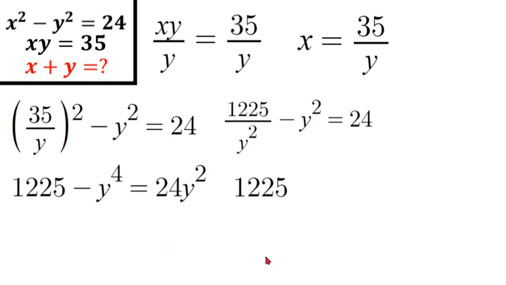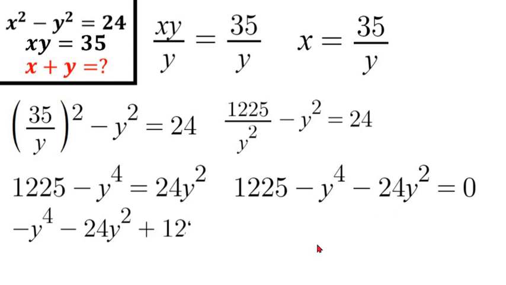Now what we want to do is move our 24y² over to the left side, so we'd subtract that from both sides, like so. Then we want to format it accordingly with our highest exponent at the front. So we'd have minus y to the power 4 minus 24y² plus 1,225 is equal to 0.